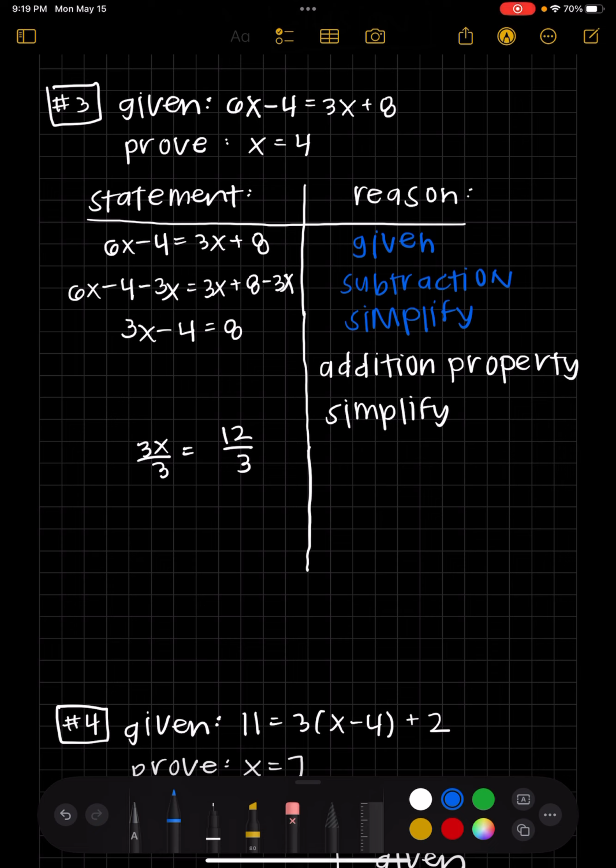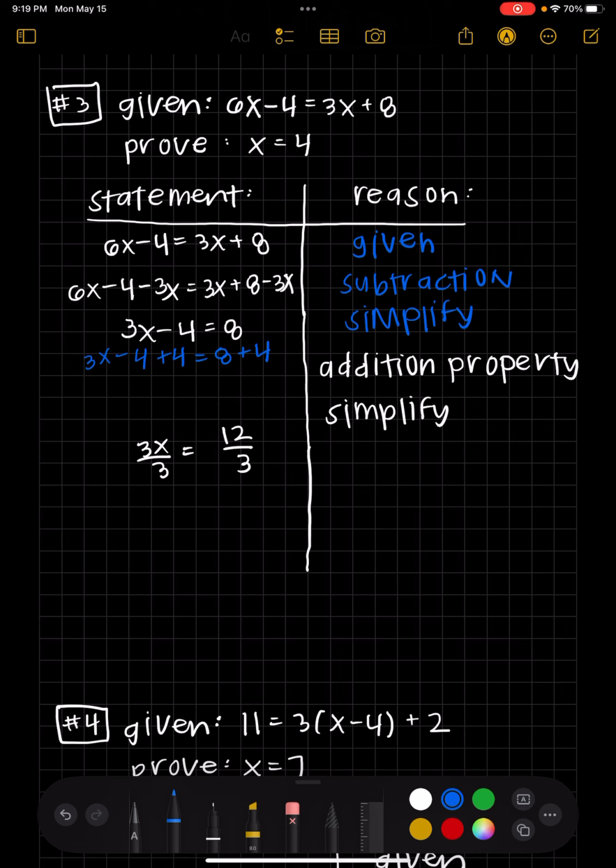Okay, now we have the next reason, which is the addition property, but we need to fill out the statement portion. So we have this equation, 3x minus 4 is equal to 8. We want to solve that for x. So to solve that for x, what I would normally do is add 4 to each side to get the x by itself. So I can write this out as 3x minus 4, but I'm going to add 4, and then is equal to 8 plus 4.